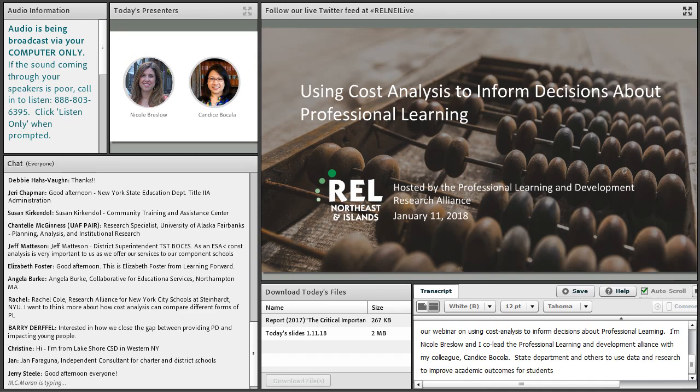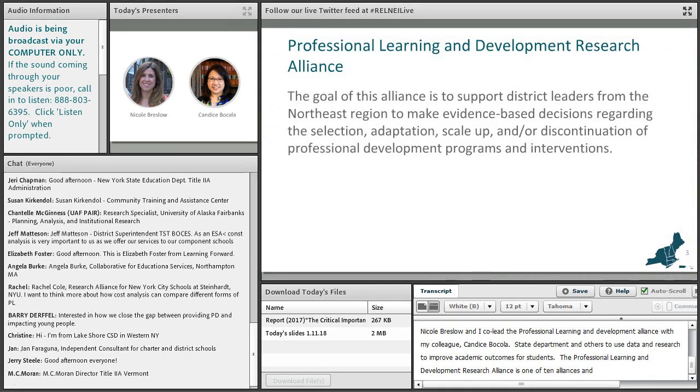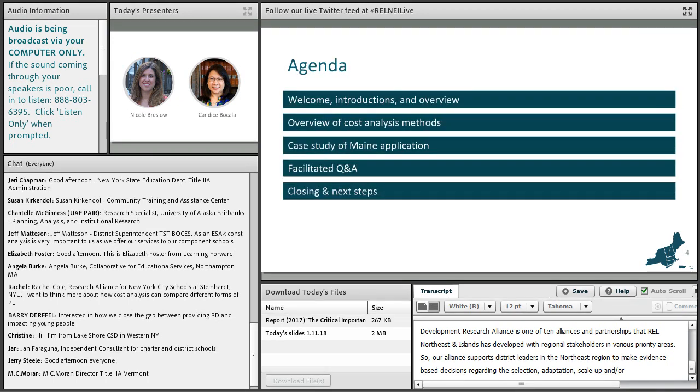The Professional Learning and Development Research Alliance is one of 10 research alliances and partnerships that REL Northeast Islands has developed with regional stakeholders in various priority areas. So our alliance supports district leaders in the Northeast region to make evidence-based decisions regarding the selection, adaptation, scale-up, and/or discontinuation of professional development programs and interventions.